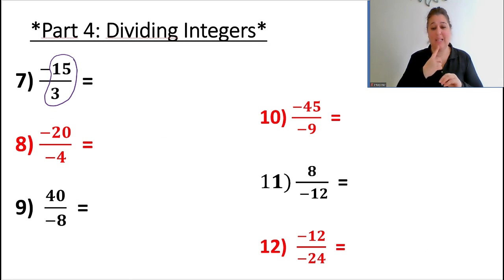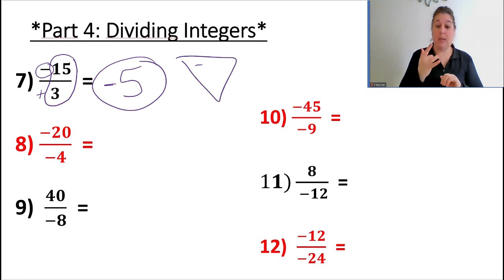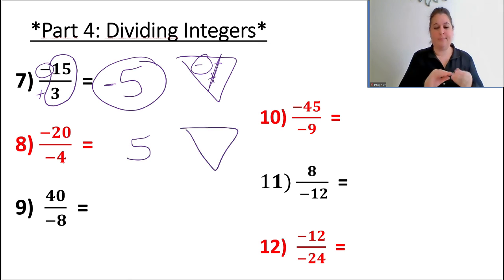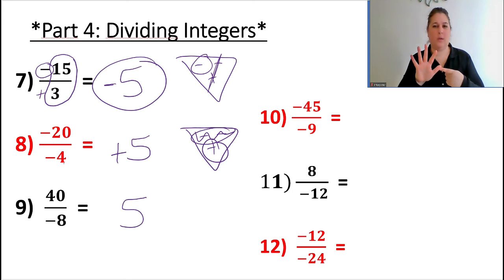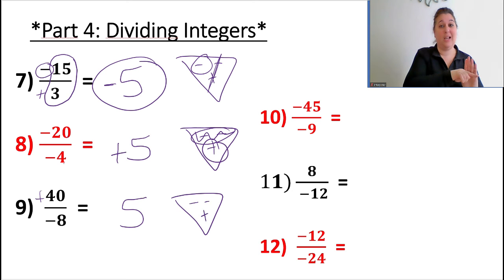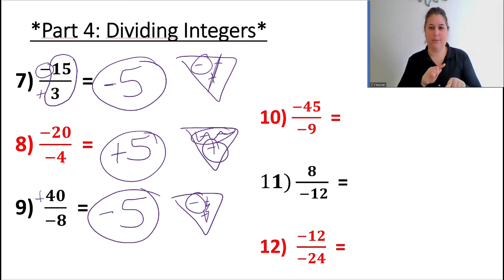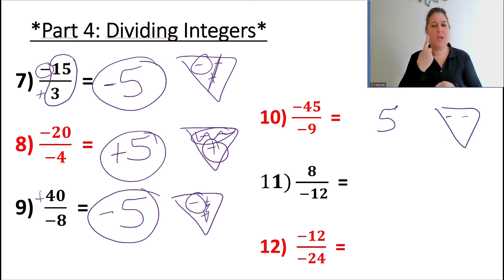So then 15 divided by 3 is 5. A negative divided by a positive is a negative. Different signs, negative. All right, 20 divided by 4 is 5. Same signs, so positive. So cross those off, I get positive as my answer. 40 divided by 8. What's 40 divided by 8? That's 5. And it's a positive divided by a negative. Cross those off, I get negative. Okay, so 45 divided by 9, that's 5. Same signs, cross off, I get positive.